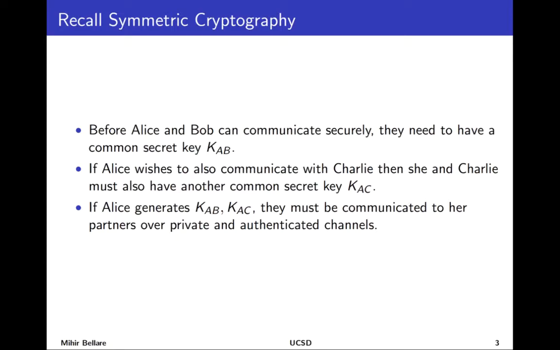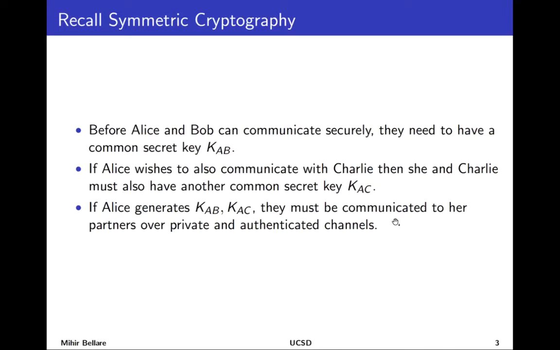So let's start by recalling the symmetric setup that we're going to change to an asymmetric one. In that setup, when Alice and Bob want to communicate, the precondition is that they possess a shared secret key. That means they both have the same key and it's not known to the adversary. So consider some implications of this. If Alice now wants to communicate with a third party, then she needs another key shared with that third party, distinct from this one.